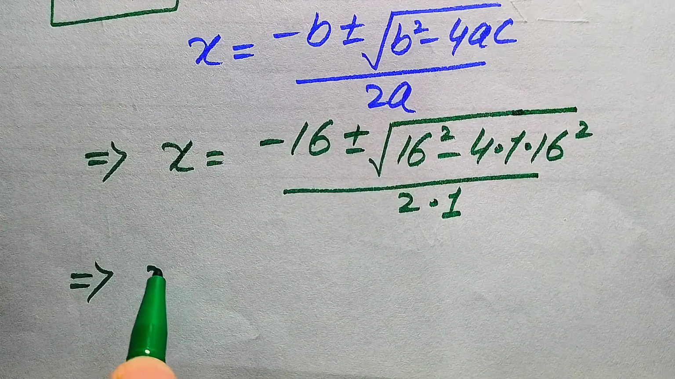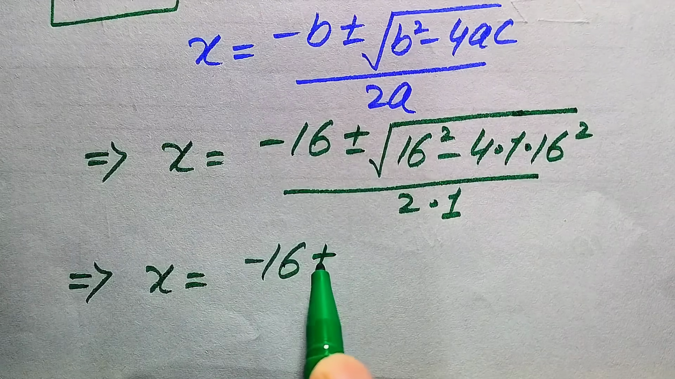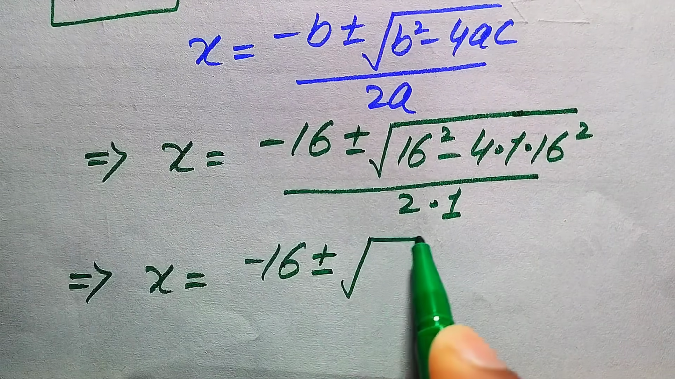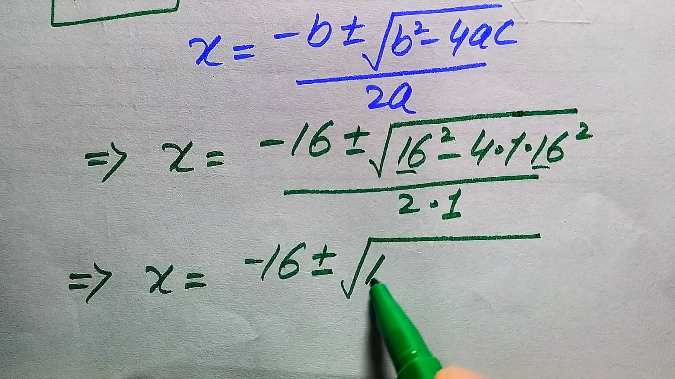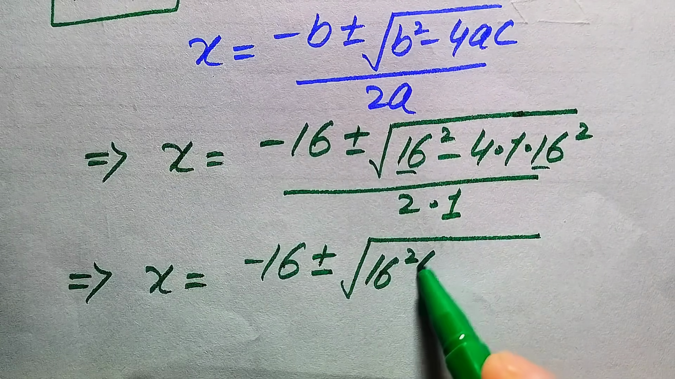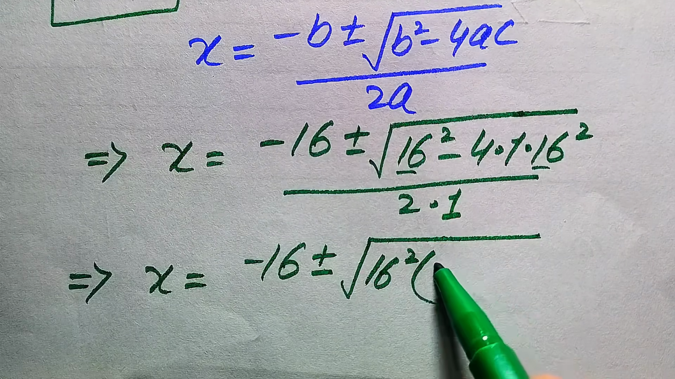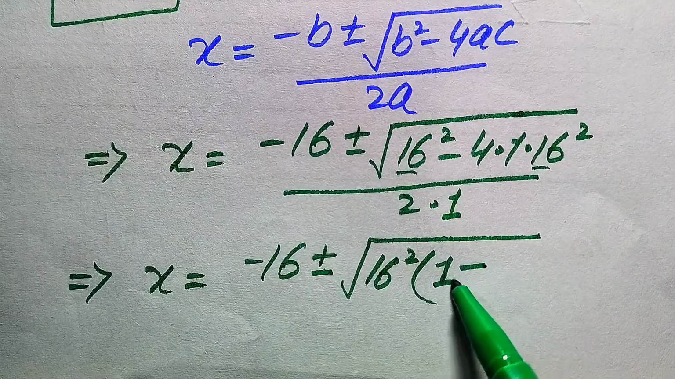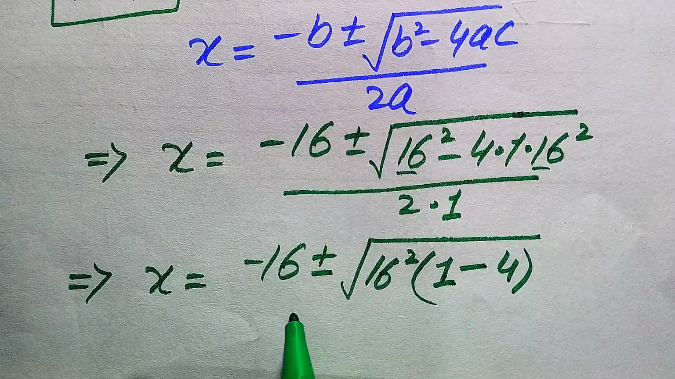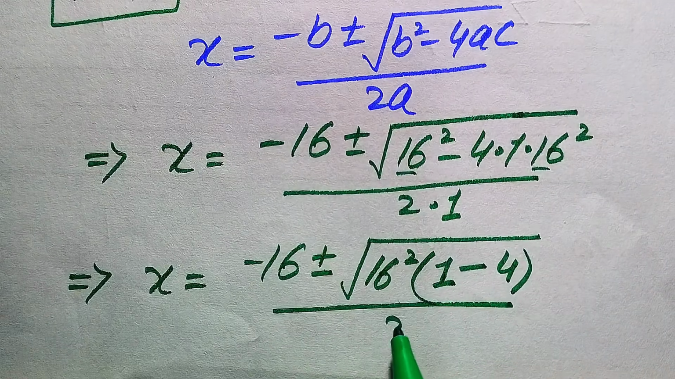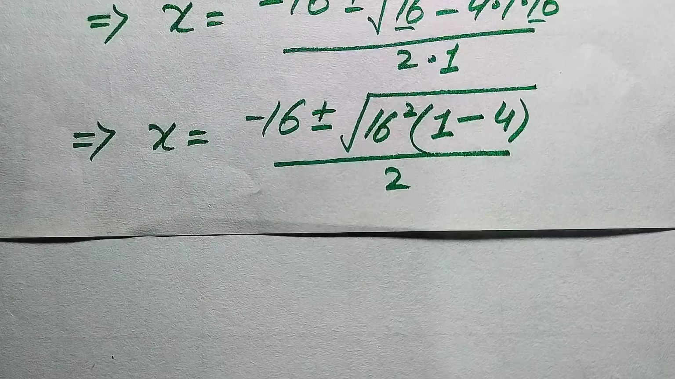So here we need more simplification and it will be written as x equals minus 16 plus minus square root of, here you see that 16 square is the common term. So we take 16 square common, and when you take common 16 square we get 1 only, minus, when you take common this 16 square we get 4, and this is divided by 2 times 1, and 2 times 1 is equal to 2.